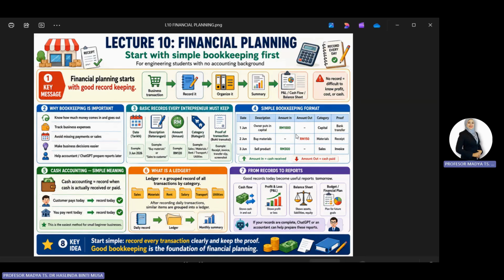On the 2nd June, the next day, the business buys material, for example 150 ringgit. So you record it: date 2nd June, description, buy materials. If you want to be more specific, you can put what materials as well. Amount in is a dash because there's no amount in, but amount out is 150. Category materials, and then you put the proof, which is the receipt of you buying that.